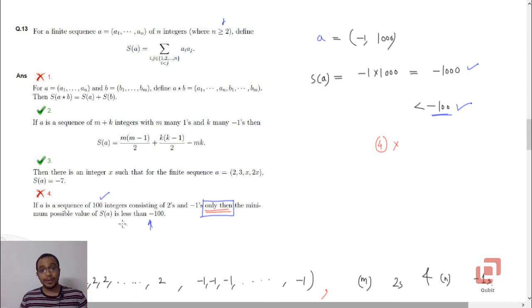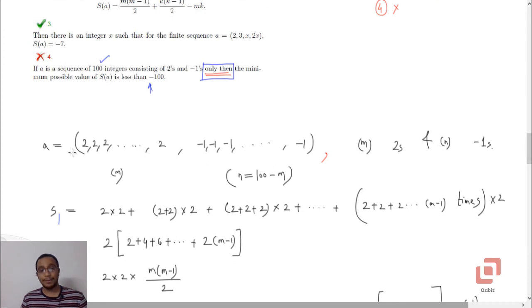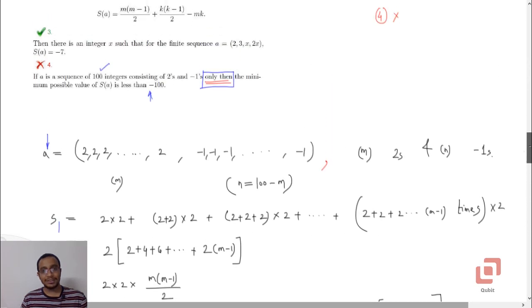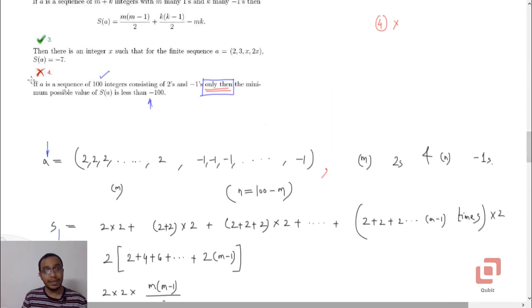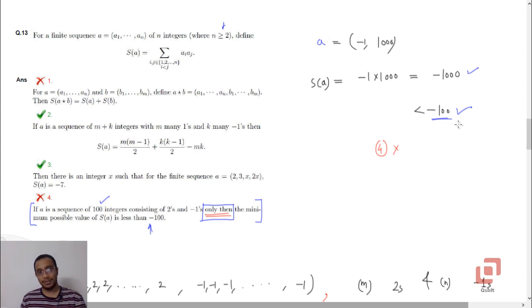Now, if you do not read option 4 carefully, then you will end up doing all kinds of things. You'll arrange 2's and negative 1's and try to find SA, but that's not necessary. What's necessary is you have to read the option carefully. You have to come up with a single counter example, which is not very easy to frame, and thereby you're done. So this is the 13th question.